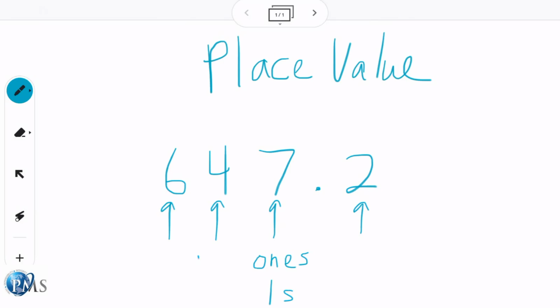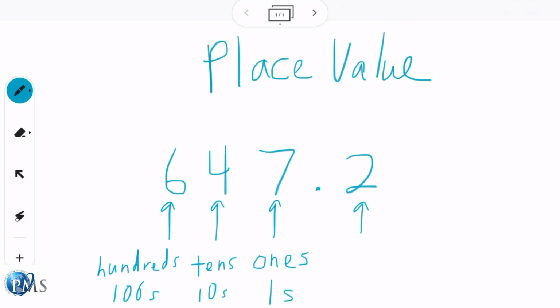The 4 is in the tens place. We could write it tens. 6 would be in the hundreds place. You kind of get the idea, I'm sure, at this point, if you haven't seen this already. Okay, so hundreds, and that would, of course, continue all the way as big as the number could get. The next one would be thousands, of course.